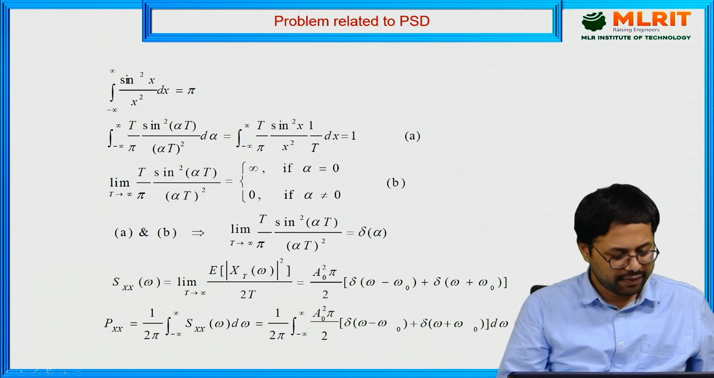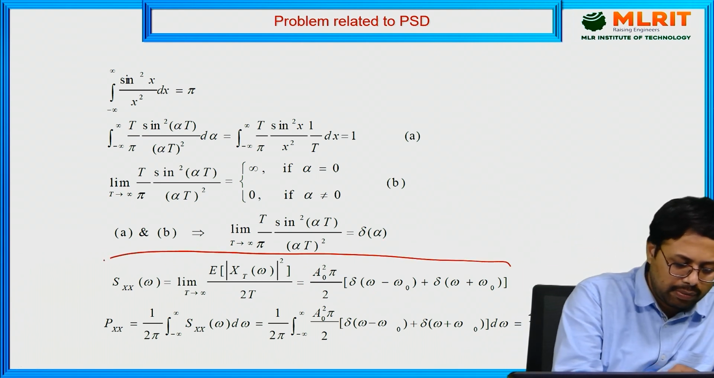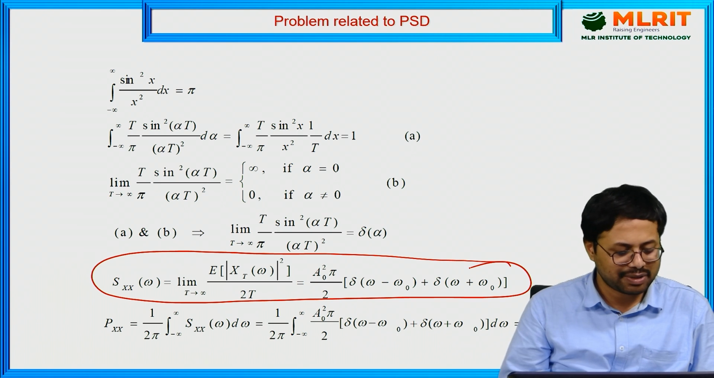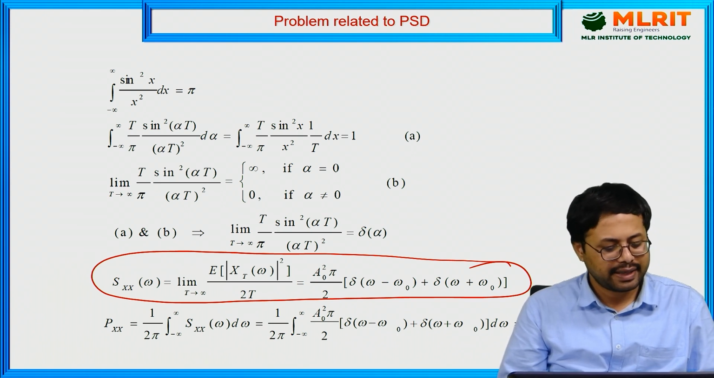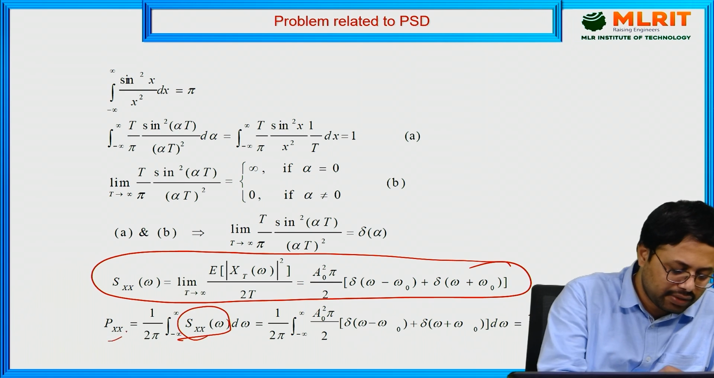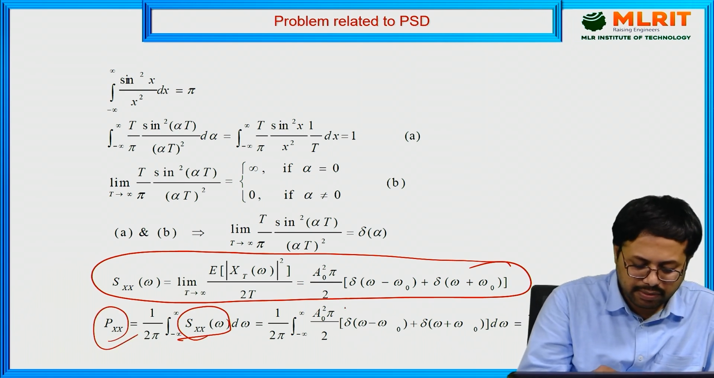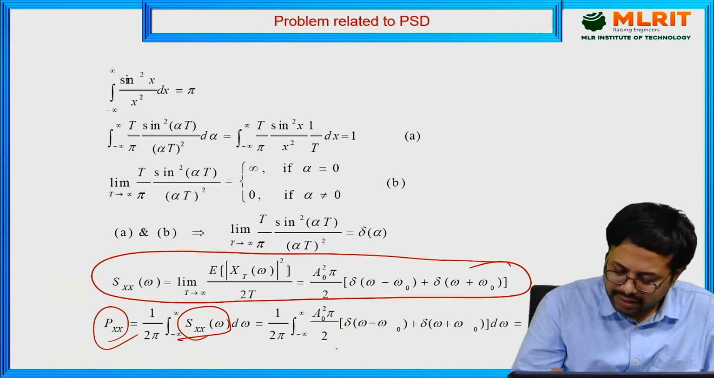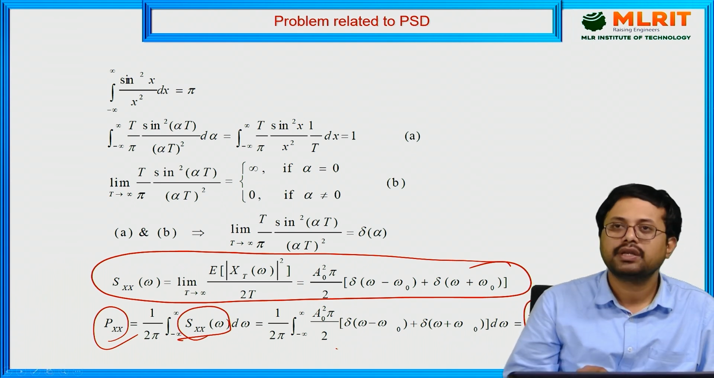This is the average power. This is the formula of power spectral density. What is average power? We have the relation: the area under the curve of the power spectral density is called average power. Substitute that and simplify it further, then you will get A naught square by 2. This is the average power.